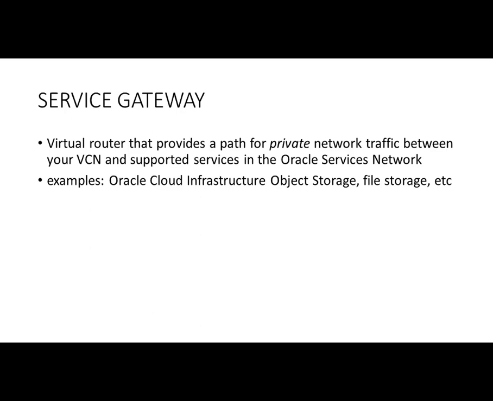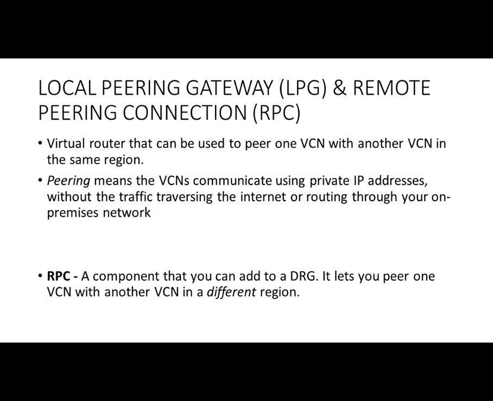Service gateway, another optional virtual router that you can add to your VCN, provides a path for private network traffic between your VCN and supported services available there. For example, if you want to use block storage, object storage, or file storage, where you put the data or file systems. Then there are other components like the local peering gateway, LPG, and remote peering gateway. I think we will discuss those in later videos individually.